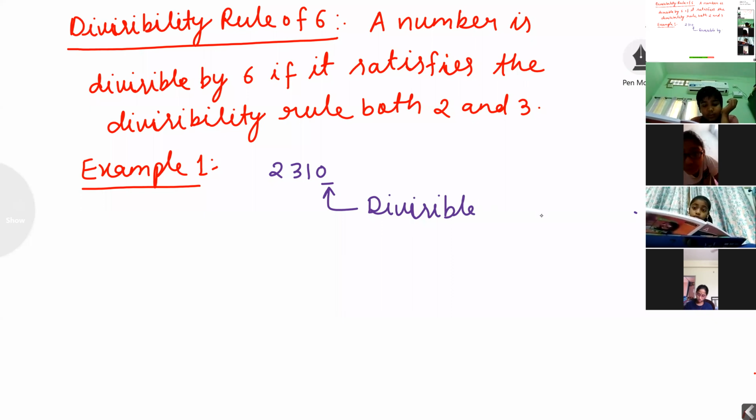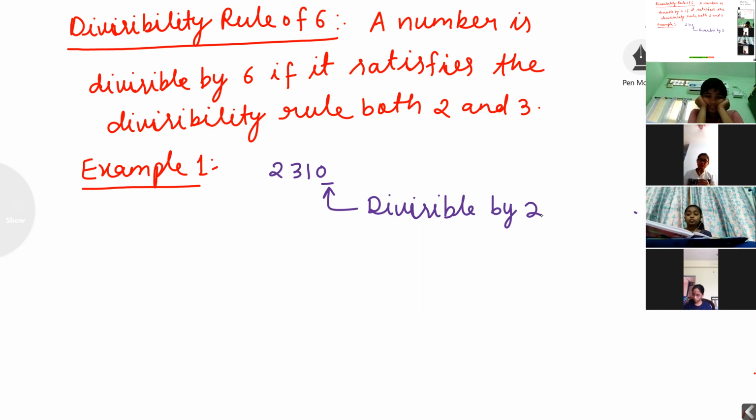Divisible by 2. Why is this number divisible by 2? Because the ones place digit is 0. If the ones place digit is 0, 2, 4, 6, or 8, then I can say the given number is divisible by 2. Now I want to check whether this number is divisible by 3 or not.